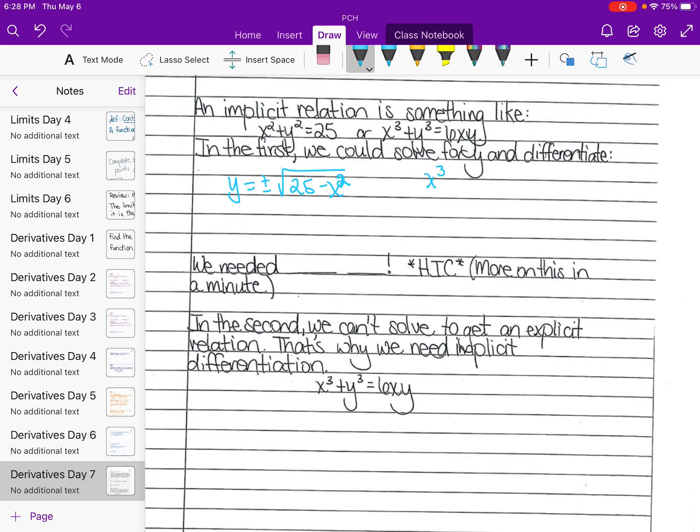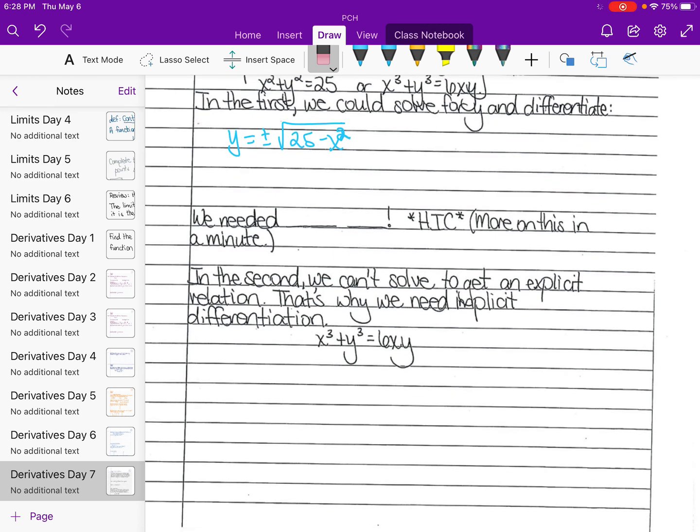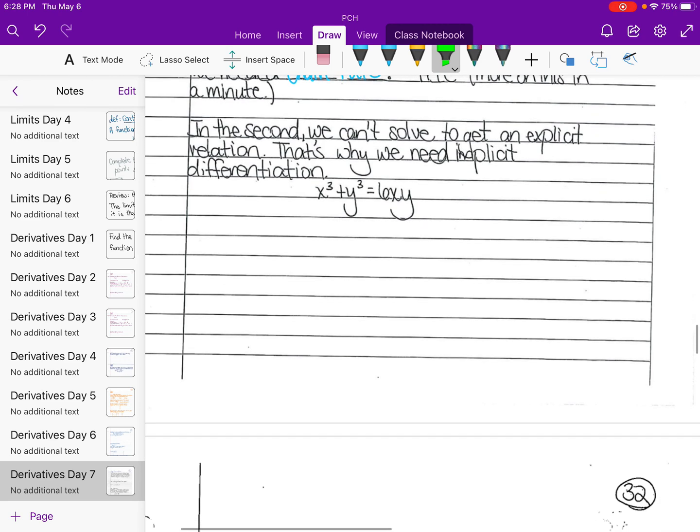I'm getting ahead of myself. Okay, I just blew the punchline on this. We need the chain rule, right? We need the chain rule to differentiate that because we have a function inside of another function. So in the second one, we can't solve for y to get an explicit relation.